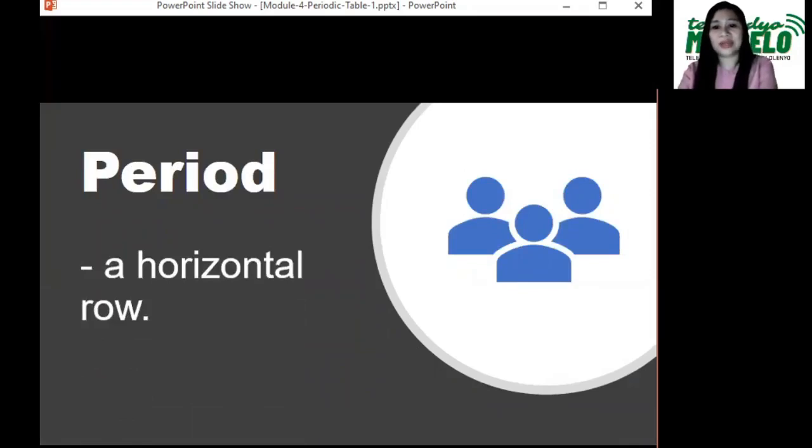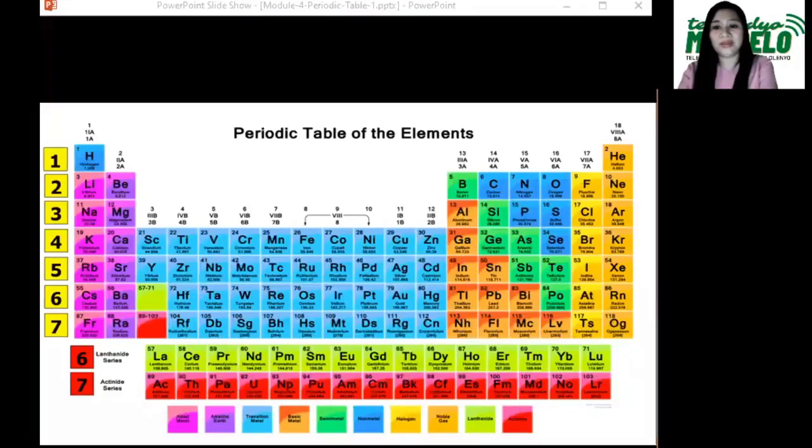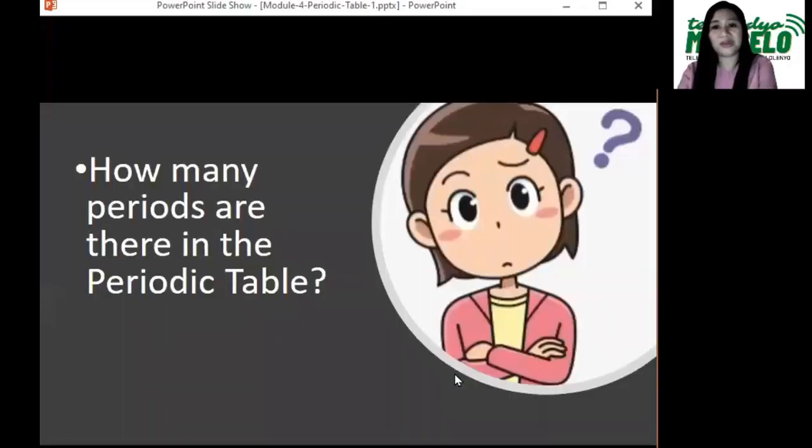Look at your periodic table. The numbers 1 to 7 on the left represent the period number. Notice that the lanthanide series below belongs to period 6, and the actinide series belongs to period 7. So, how many periods are there in the periodic table? Type your answers in the comment box. Very good. We have 7 periods.